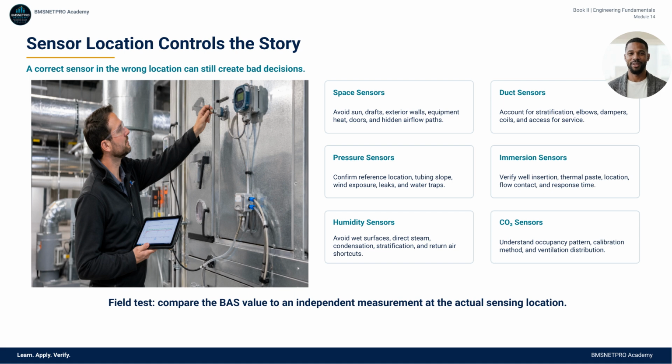Sensor location is one of the most common reasons a BAS value is misleading. A perfect sensor on the wrong wall can create comfort complaints. A duct sensor after a mixing box can be useless if the air is still stratified. A room pressure transmitter can be accurate but false if the reference tubing is exposed to wind or blocked. When you troubleshoot, do not only ask whether the sensor is calibrated, ask whether that sensor is located where it can see the condition the control sequence assumes it is measuring.